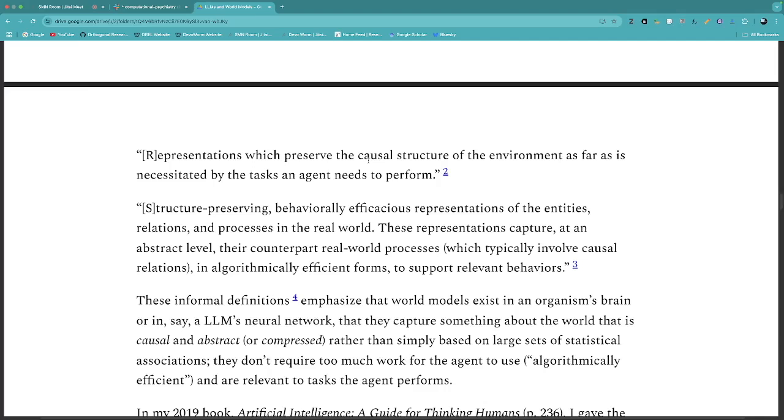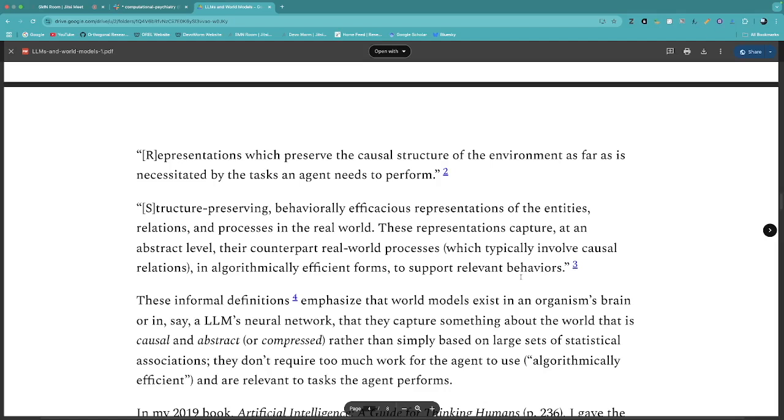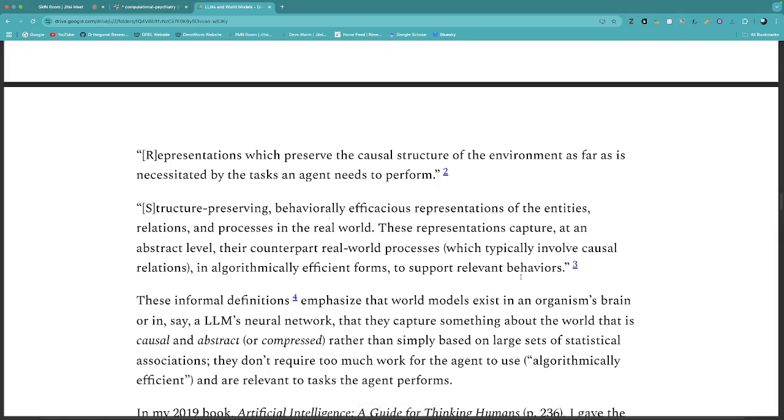The third one is structure-preserving, behaviorally efficacious representation of the entities, relations, and processes in the real world. These representations capture, at an abstract level, their counterpart real-world processes, which typically involve causal relations, in algorithmically efficient forms to support relevant behaviors. So this number 3, these are getting longer and longer, as you can see. This number 3 is interesting because it gives some very specific predictions that the representations need to be there.